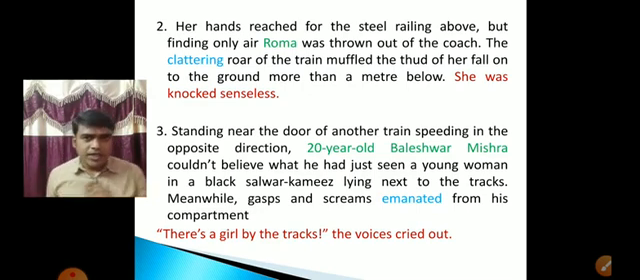See, look at the lines there. She was knocked senseless. Who was knocked senseless here? Yes, Roma Talreja. Got it? Why was she knocked senseless?